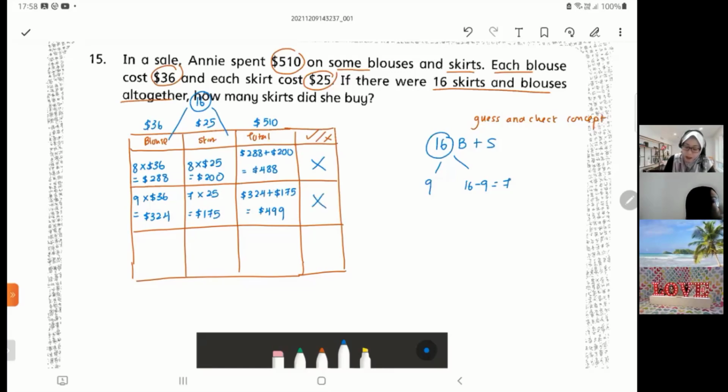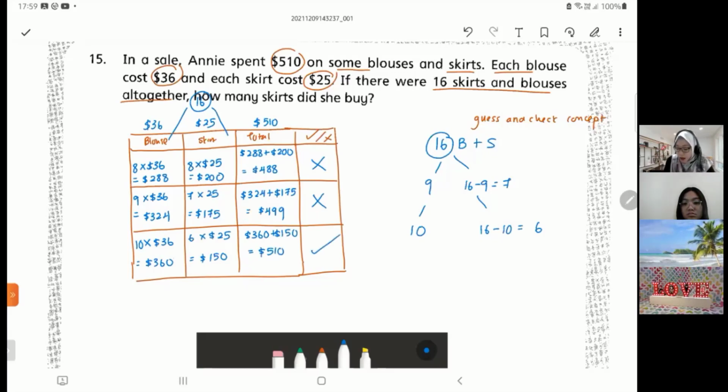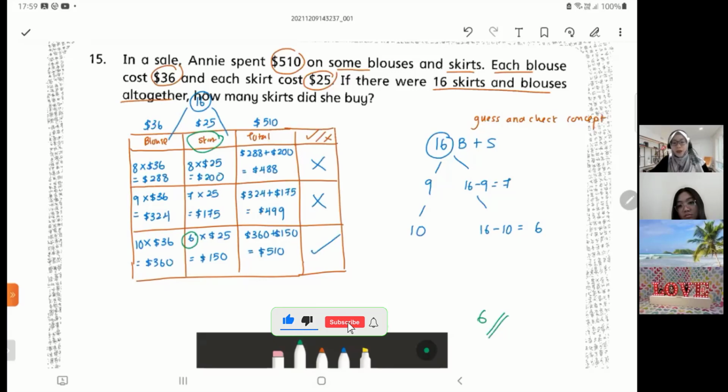So cross. We increase the blouse by 1 more. That will be 10. So if I have 10 blouses, then how many skirts? 16 minus 10 equals to 6. 6. Then here times $36. Here times $25. This is $360. And this will be $150. Then you add 360 plus 150 equals to 510. Check, correct. How many skirts did she buy? Look at the skirt. Look at the correct one. 6. That's your answer. 6 skirts. Okay.